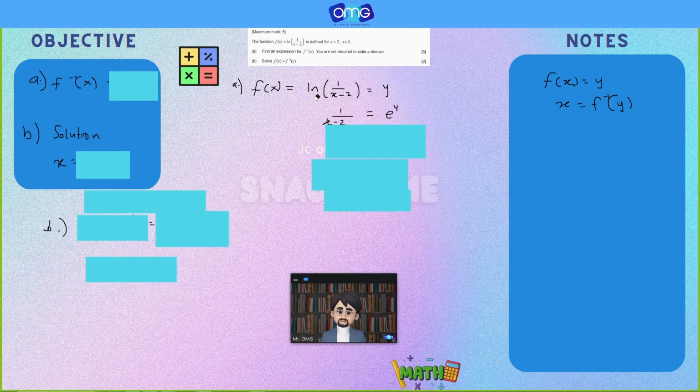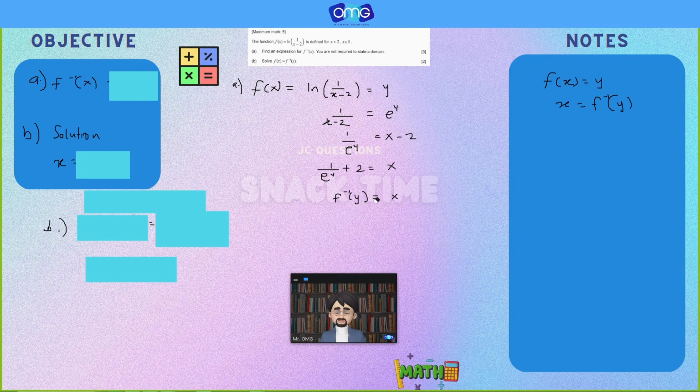Okay, so 1 over x minus 2 equals e to the power of y, and 1 over e to the power of y equals x minus 2, so we get x in terms of y here: 1 over e to the power of y, plus 2. Let's compare to this. f inverse y equals x, so basically this is the inverse. That's a trick to find the inverse.